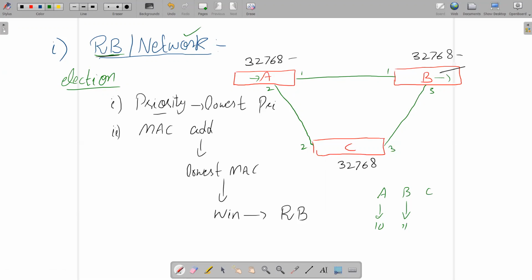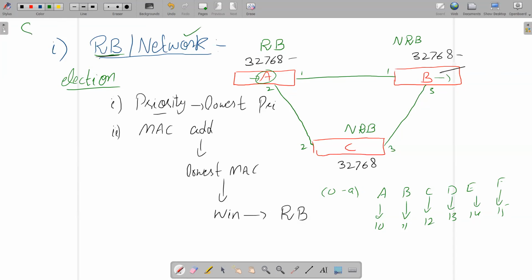Obviously, if people know about the representation of hexadecimal numbers, in hex, A represents 10, B represents 11, C represents 12, D represents 13, E represents 14, and F represents 15. The first 9 numbers we call decimal numbers, and from 9 onwards we represent them like this. So in our case, this switch having the lowest MAC address would be elected as the root bridge, and the rest of the switches will be acting as the non-root bridge.